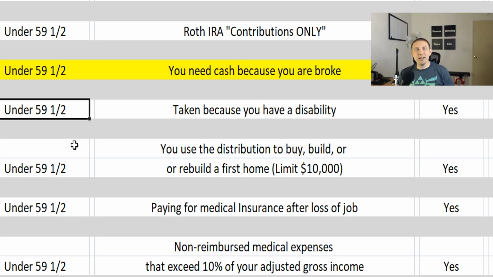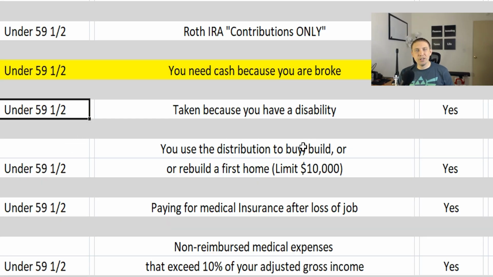I'll make a separate video on taxes with Roths. There are situations with a Roth where you can pay tax. I'll make a separate video for that, but I'm just going to focus primarily on the penalties the rest of the video and not cover too much on the tax side. All right, so let's go down to the next one.